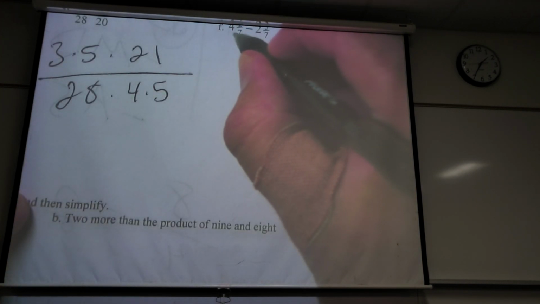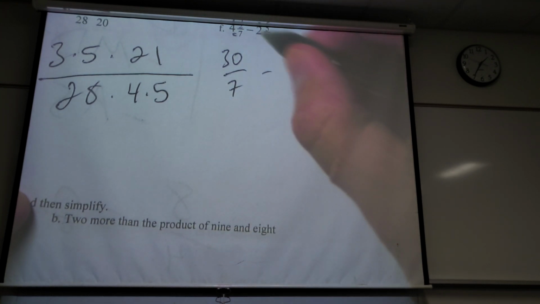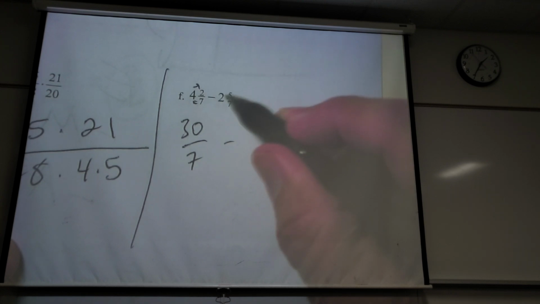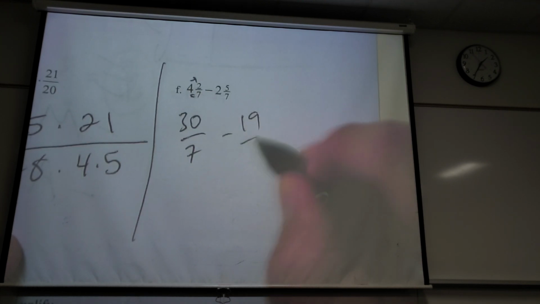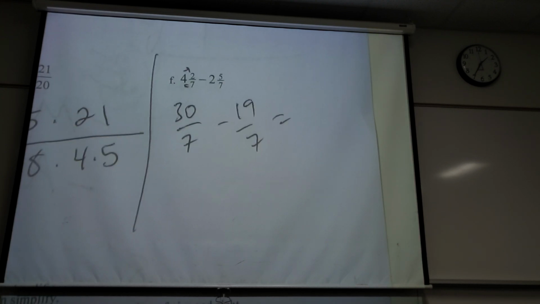So the shortcut is 4 times 7 is 28 plus 2 is 30. And what did you guys get for this one? 19. Yeah, 7 times 2 is 14 plus 5 is 19, except for the over 7 part. I just scratched the 7 out. I should have done that.